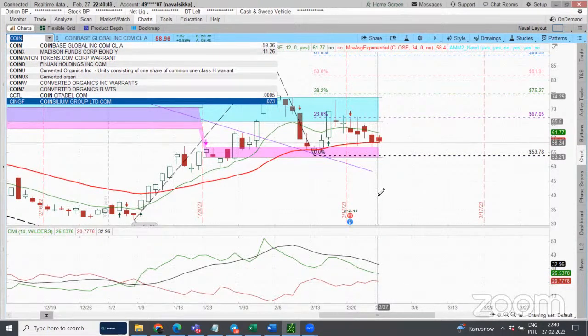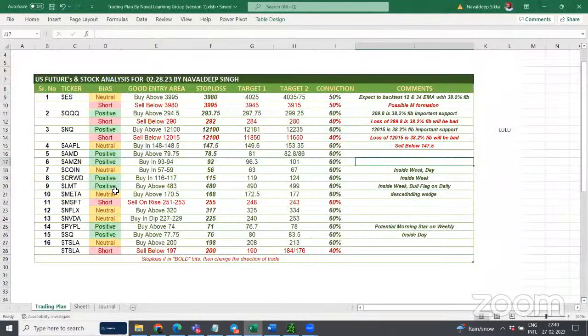Right now it is holding. So I'm just neutralizing it. It's neutral. Buy in the same range, 57 to 59. Or I would say 58 to 59 now. And stop loss is 57. 63, 67. It's an inside day, inside week. So a break will be really good.